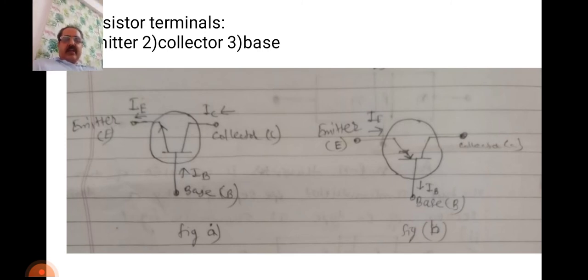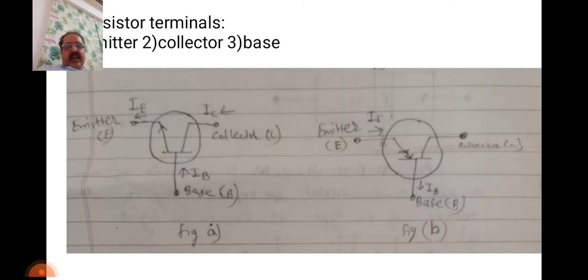Let us consider the third thing, that is the base. At the center of these, the middle section which forms two PN junctions between the emitter and collector is called the base. The base emitter junction is forward biased, allowing low resistance for the emitter circuit. The base collector junction is reverse biased and provides high resistance in the collector circuit.